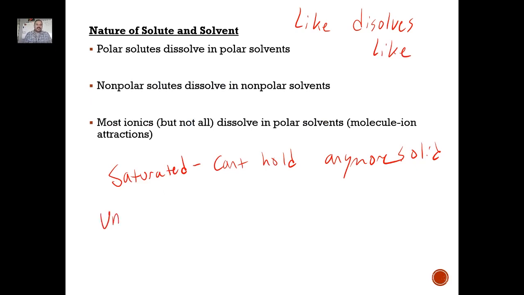The next definition is unsaturated. What does unsaturated mean? It can hold more solid.